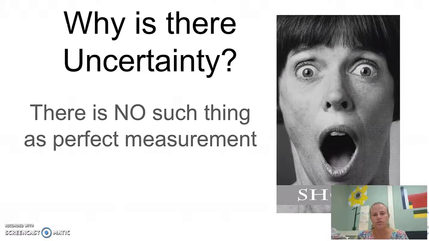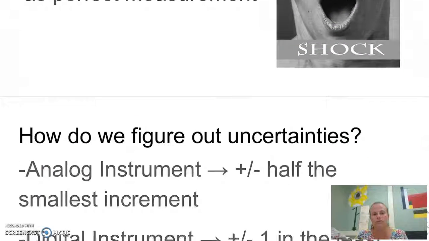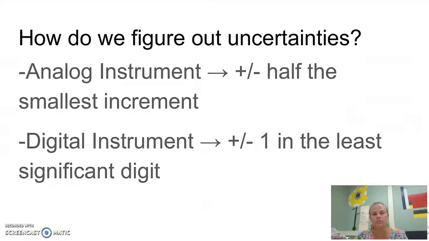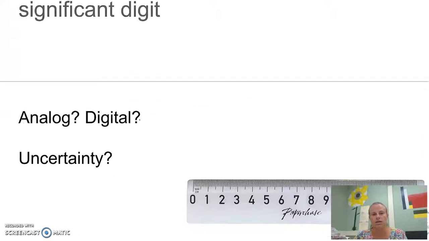Why is there uncertainty? Because there's no such thing as a perfect measurement. So how do we figure out our uncertainties then? If we're using an analog instrument, it's plus or minus half the smallest increment. If we're using a digital instrument, it's plus or minus 1 in the least significant digit. So let's take a look at some practice.